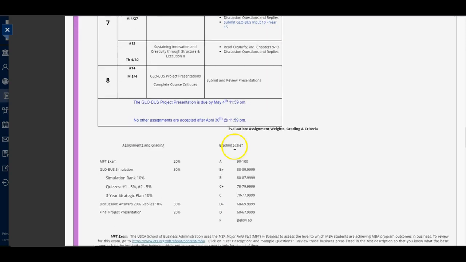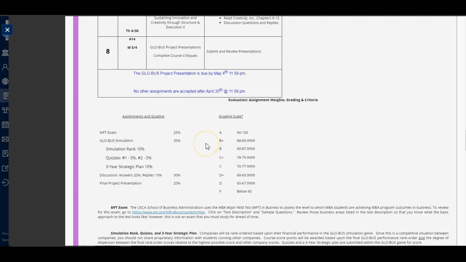The graded assignments in the course include the major field test exam. We score this very liberally, so please do not be concerned about the exam impacting your grade adversely. Historically, our students at USC Aiken have performed well above the national average for this exam, so again, this should not be a cause for concern.